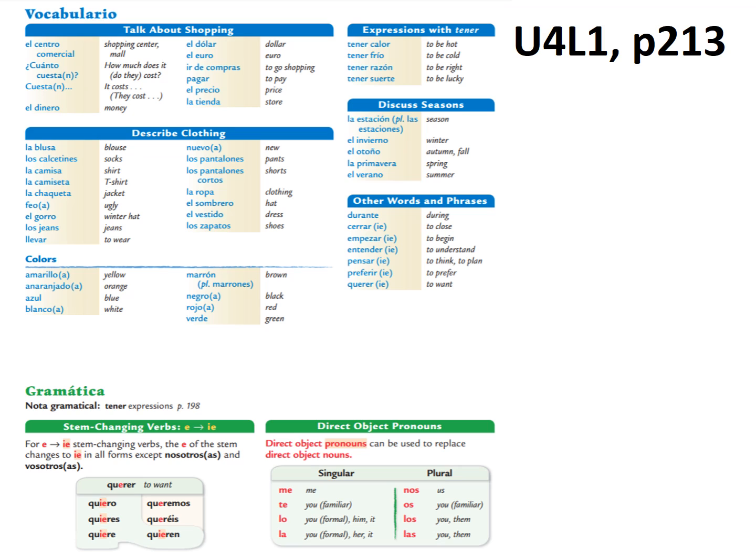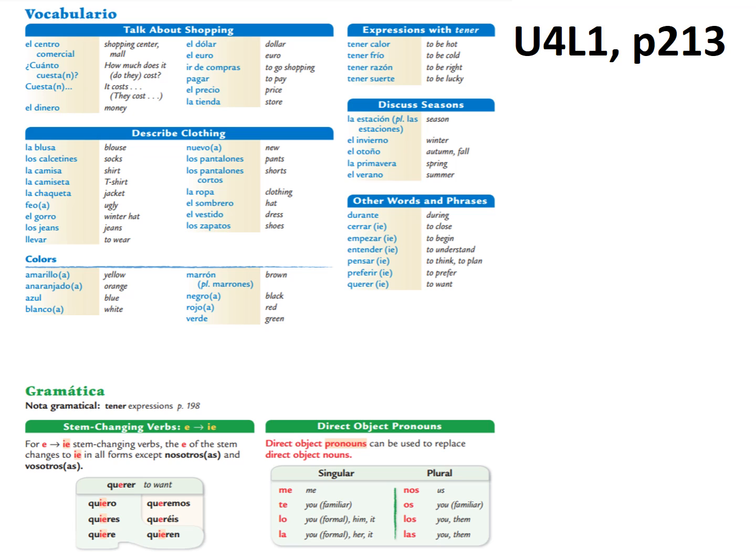Our colors are as follows. Amarillo is yellow and is masculine. Amarilla is feminine for yellow. Anaranjado is masculine for orange. Anaranjada is feminine for orange. Azul means blue. Blanco is masculine for white. Blanca is feminine for white.